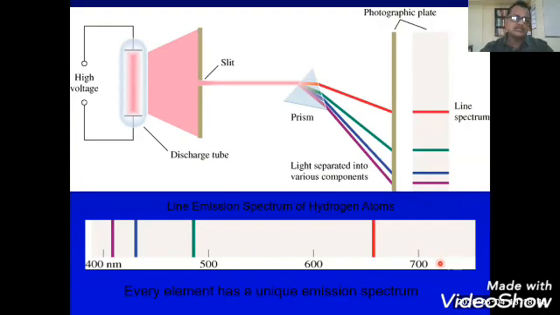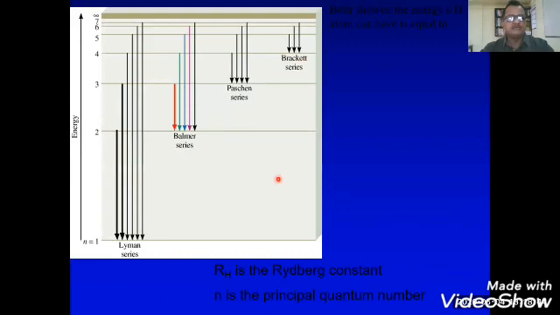Now, Bohr was able to explain this line spectrum. Here is the figure. These are the different orbits, and each orbit has a definite amount of energy. This is orbit number 1, n is equal to 1. This is orbit number 2. This is orbit number 3. This is orbit number 4. This is orbit 5, etc. Normally in the ground state, the electron is here. It is in the first orbit.